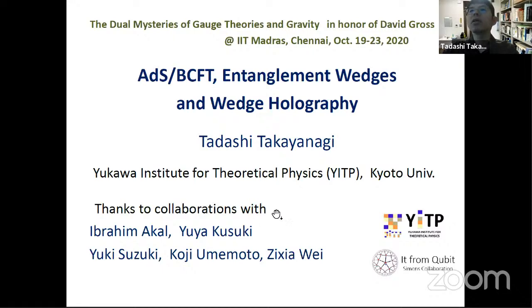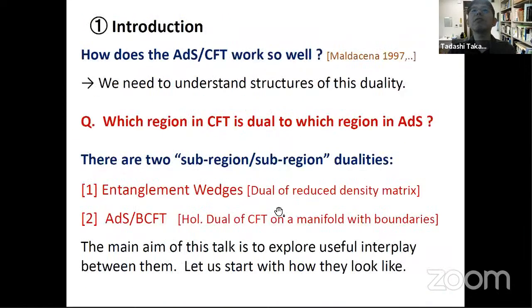So let me start with the introduction. As in many talks, AdS/CFT provides us a very great tool to understand gravity from the viewpoint of conformal field theory. But still, the AdS/CFT correspondence is a black box. In that sense, we don't know the basic mechanism. So we want to understand the basic structure of this AdS/CFT correspondence. One basic question is the following: which region in CFT is dual to which region in AdS? These are so-called subregion dualities.